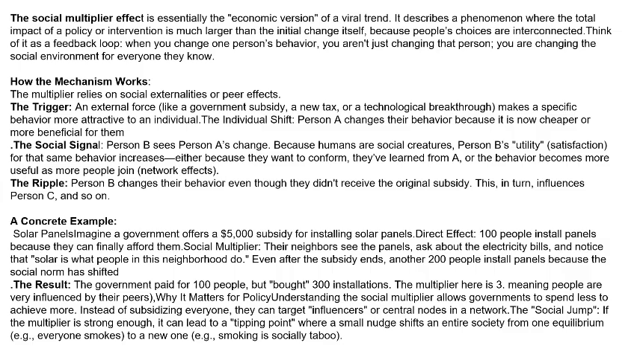The results: the government paid for 100 people but bought 300 installations. The multiplier here is 3, meaning people are very influenced by their peers. And why does it matter? For policy understanding, the social multiplier allows government to spend less. If the multiplier is strong enough, it can lead to a tipping point where a small nudge shifts an entire society from one equilibrium, like everyone smokes, to a new one. For example, smoking is now socially taboo.